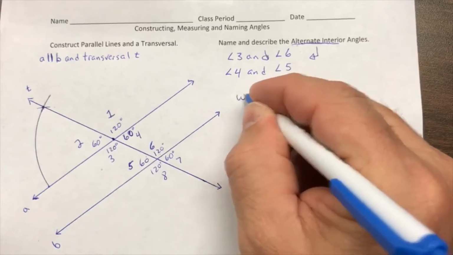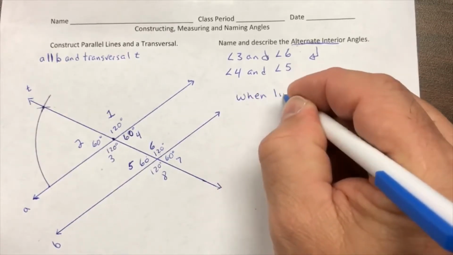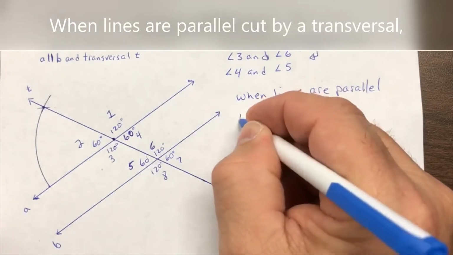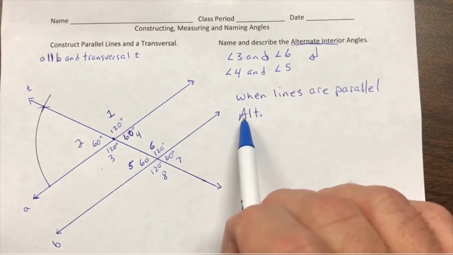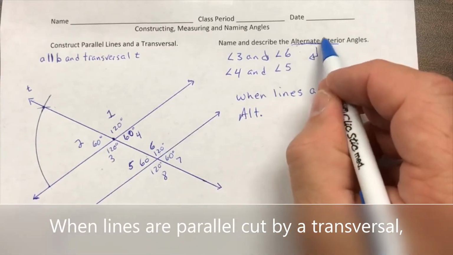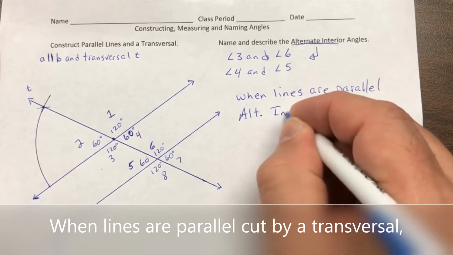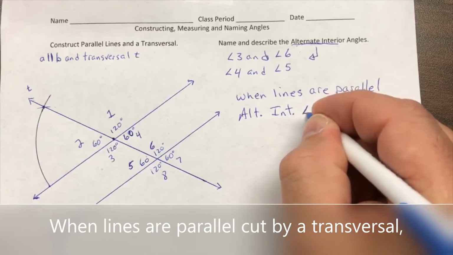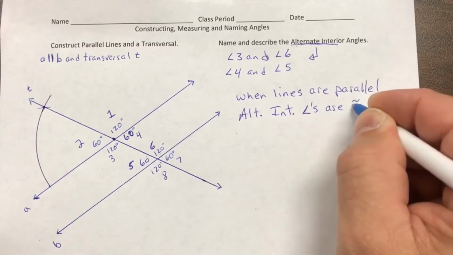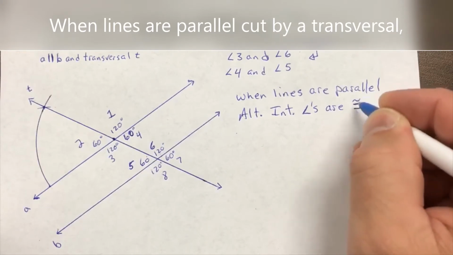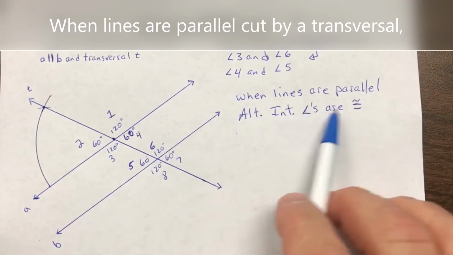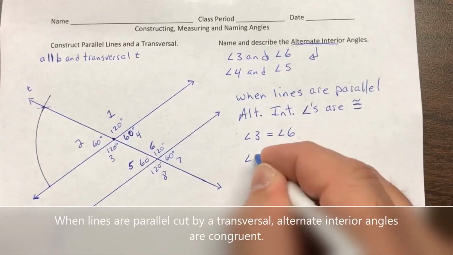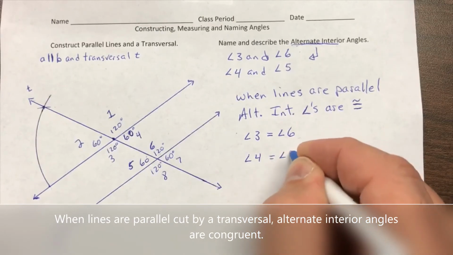When lines are parallel, here's the abbreviation: alternate, and then we take the first 3 letters and use those 3 letters. So alternate interior, and then our abbreviation for the word angle is angle, apostrophe s, with the symbol right above it meaning congruent. So alternate interior angles are congruent when lines are parallel. So these angles here, 3 and 6, are equal. Angle 4 will equal angle 5.